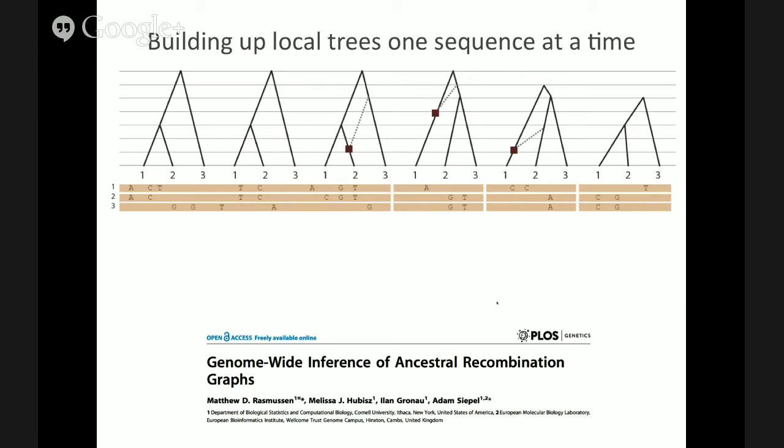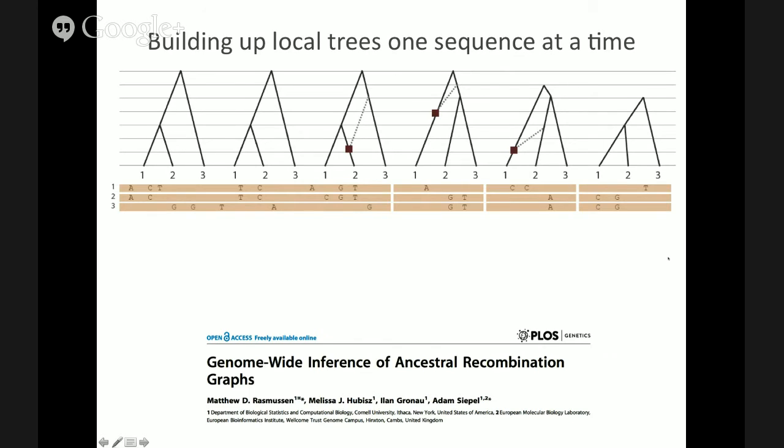So the key subproblem is: pretend somebody has already solved all the local trees for n-1 sequences. Okay, so here I have several local trees. Here I'm drawing one non-recombining block and drawing the same local tree multiple times. And then we can see that these breakpoints introduce recombination that slowly modifies the tree, one SPR move at a time.